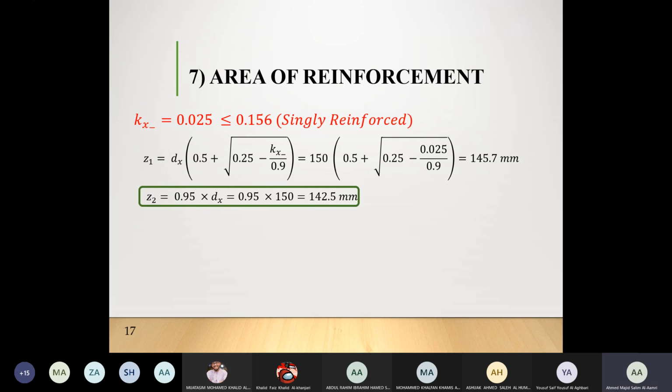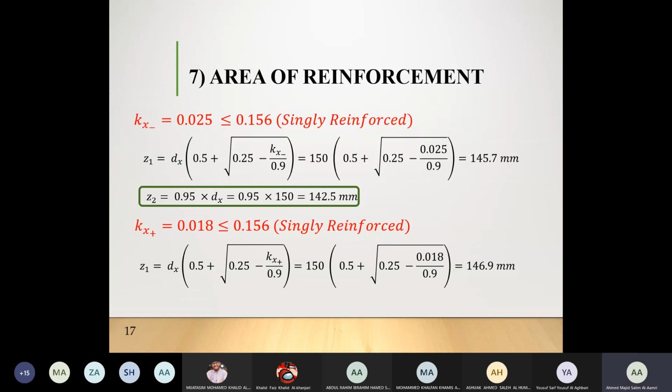Okay. After we finish from Kx negative, we are going to go for Kx positive. And once again, we are going to go to Z1 and Z2. We have used Z1. You can see the difference between the first one and the second one. Dx and dx are the same. The only thing, rather than using Kx negative, we are using Kx positive, the corresponding K. Okay, and once again, we have got it to be 146.9. Z2 is 142.5, and we said we are going to pick the smallest value. So the smallest is this one.